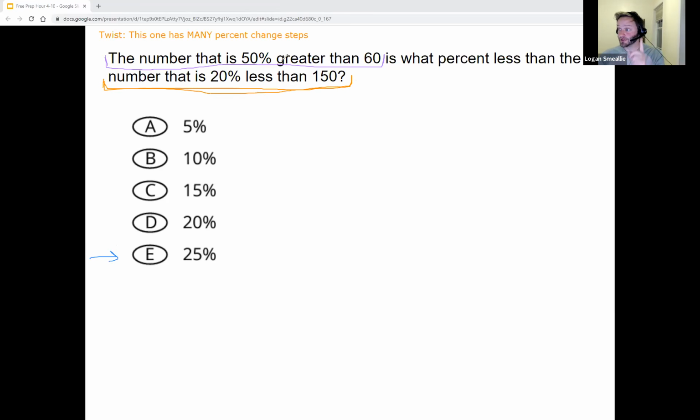The number that is 50% greater than 60. Well, this is a perfect example of earlier when we talked about how we know the starting point and we know the percent change. So I can just do my decimal multiplication process. 90 is the number that's 50% greater than 60. Same thing here, 20% less than 150. I can do my multiplication process with the decimal, just remembering to subtract the 0.2 here. And in this one, I'm going to get 120.